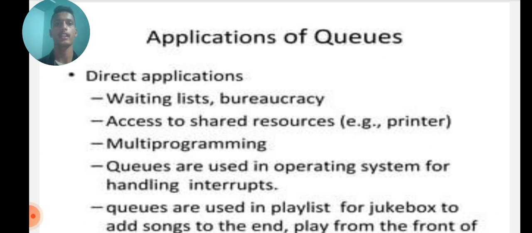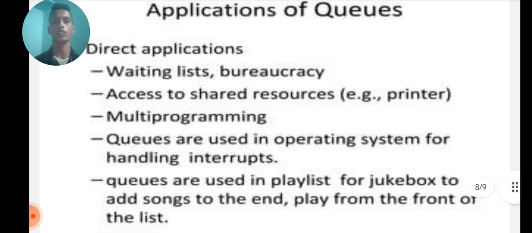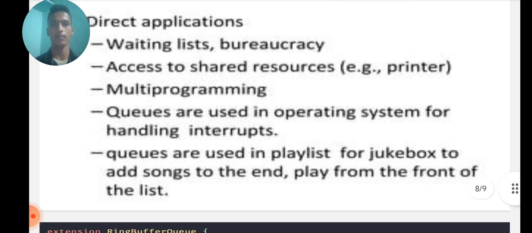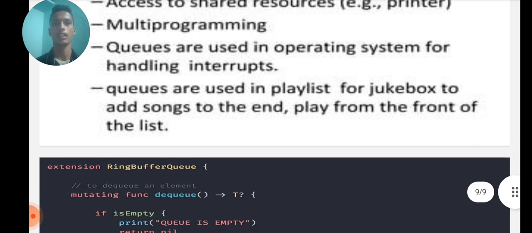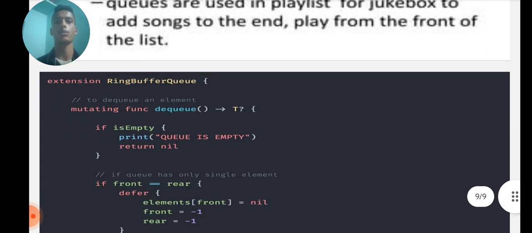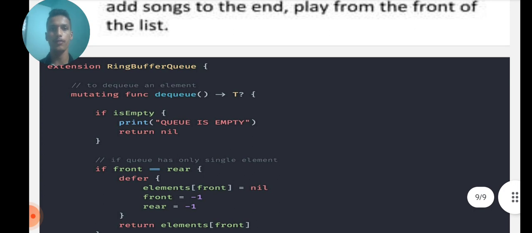Next, the applications of queues. Direct applications: waiting lists, bureaucracy, and access to shared resources, for example a printer, and multi-programming. Queues are used in operating systems for handling interrupts. Queues are used in a playlist for a jukebox: add songs to the end, and play from the front of the list. Here is an example of implementation of queue using arrays.